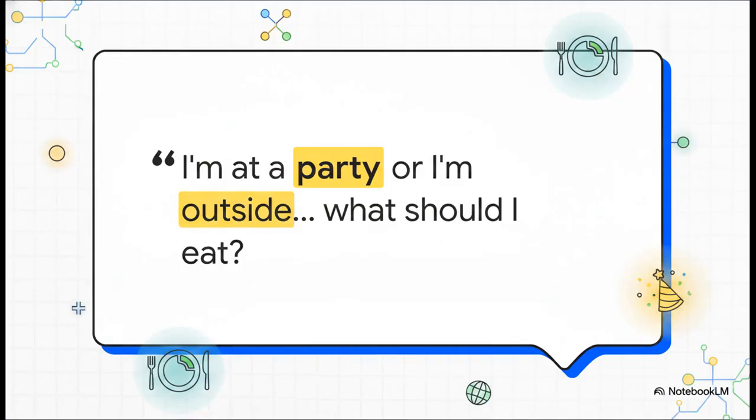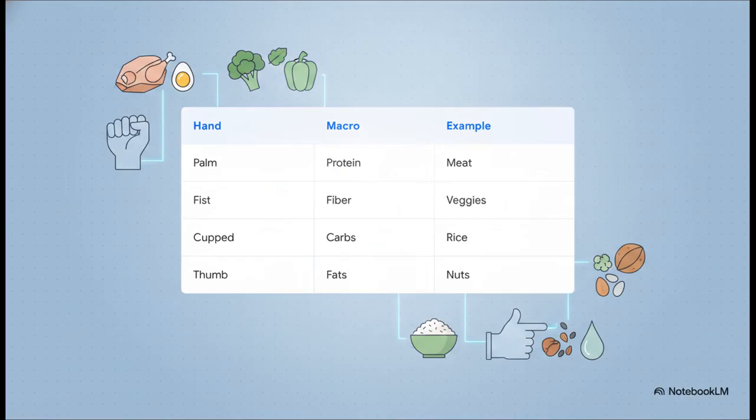We've all been there, right? As the explainer sources point out, you're at a party, maybe a restaurant, or you're traveling, and you just think, ugh, what should I eat? I don't have my app, I don't have my food scale. This is that real-world struggle that derails so many people. But guess what? It doesn't have to anymore. Let's break down this visual hand measurement method. It is just elegantly simple.